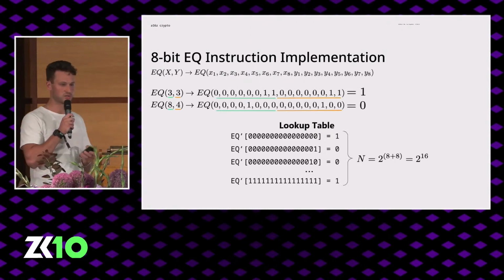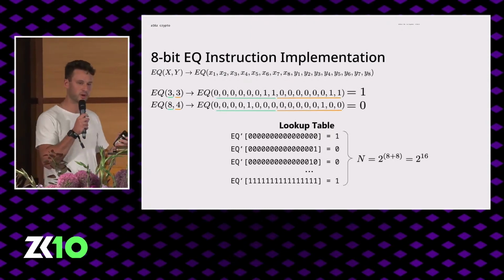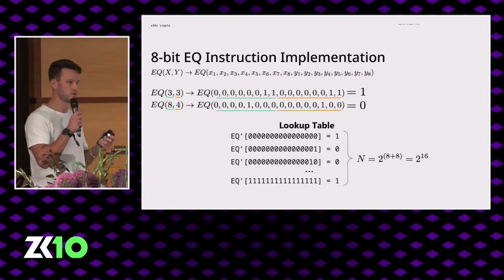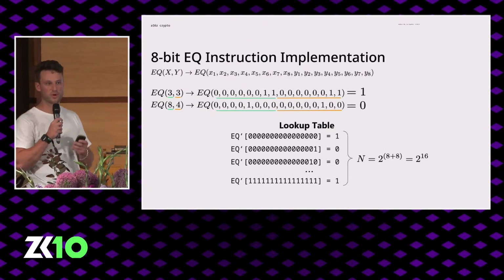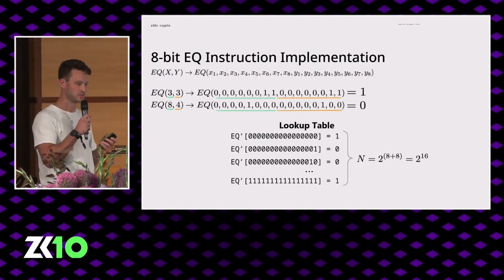The issue that we mentioned earlier is that on 64-bit operands, this table ends up being size 2 to the 128, which is entirely impractically large. So we'll need to do something else.